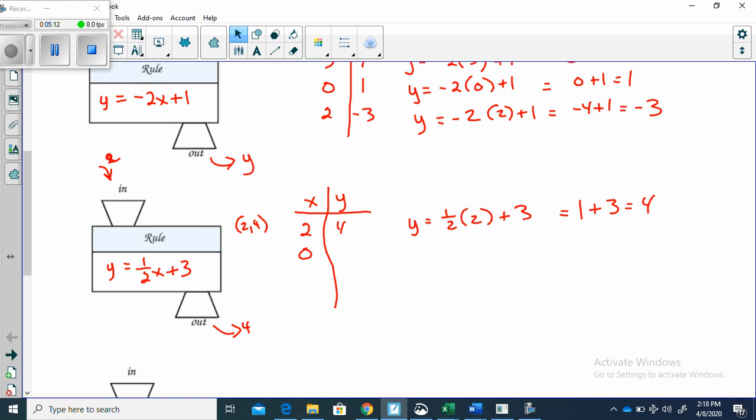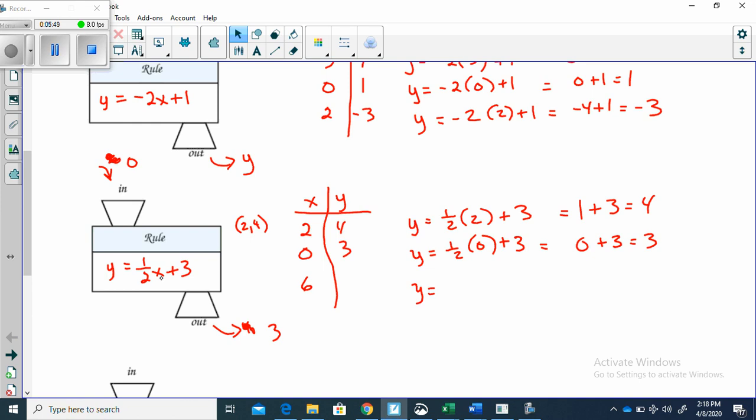This time instead of a 2, we're going to put in a 0 and see what we get out. y is equal to 1/2 of, put in a 0 for our x, plus 3. Half of 0 is 0, plus 3 gives me 3. If x is 0, if my input is 0, my output is 3. How about if I use 6?